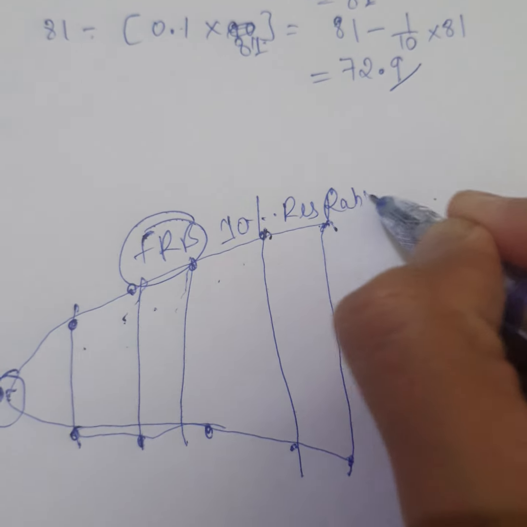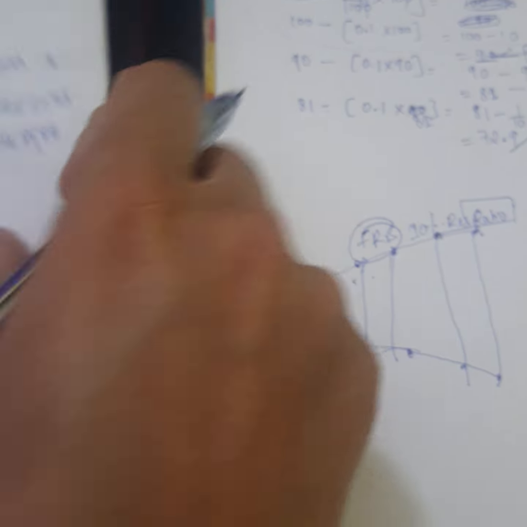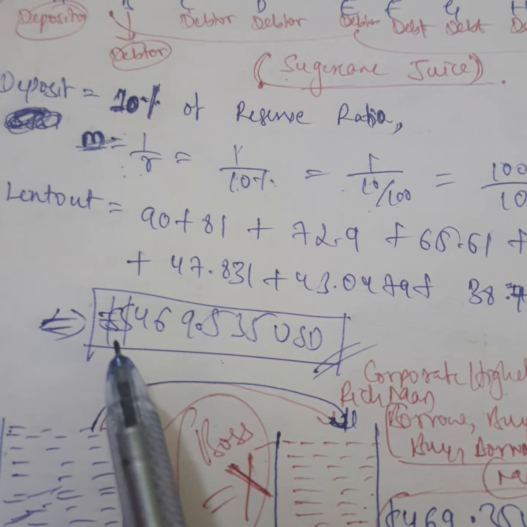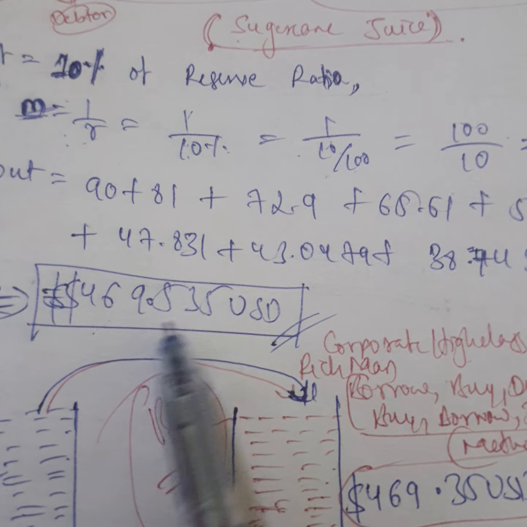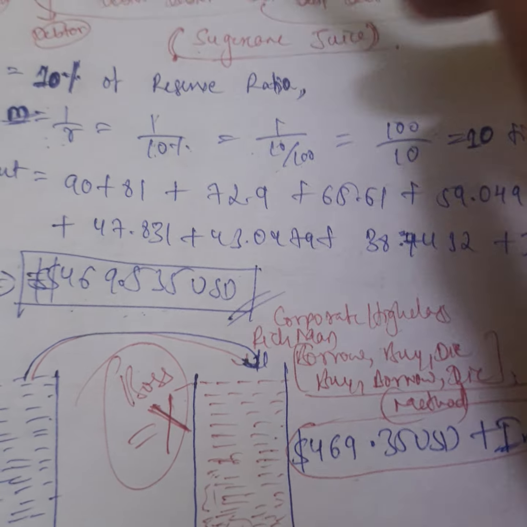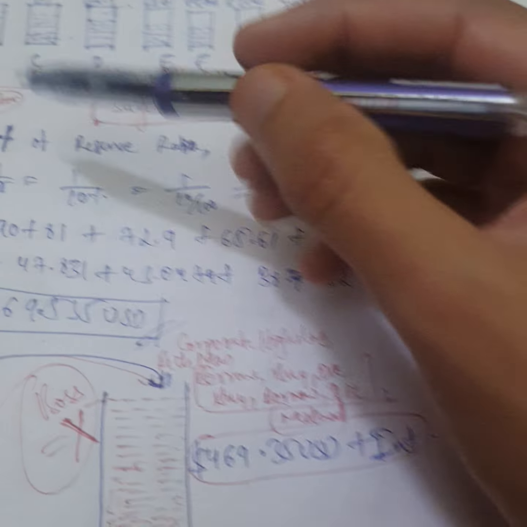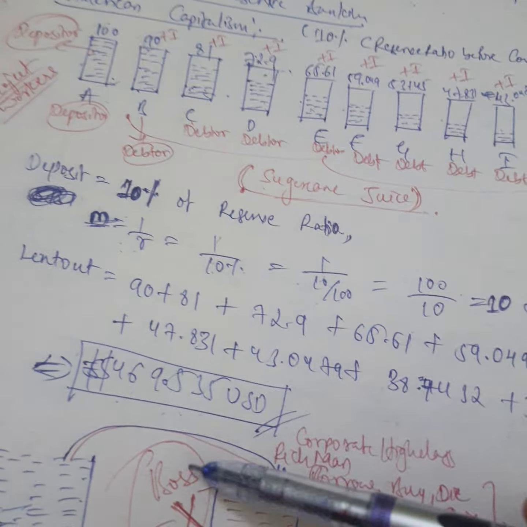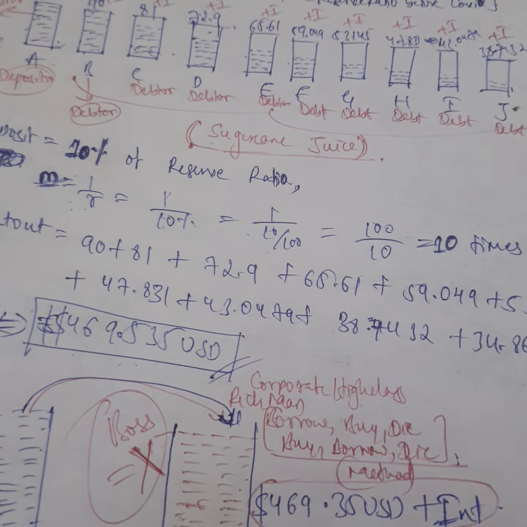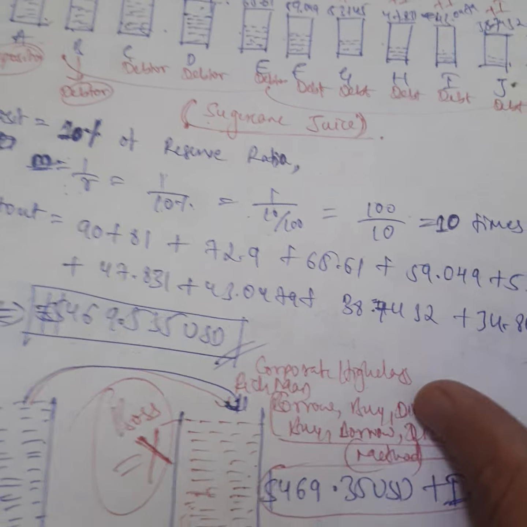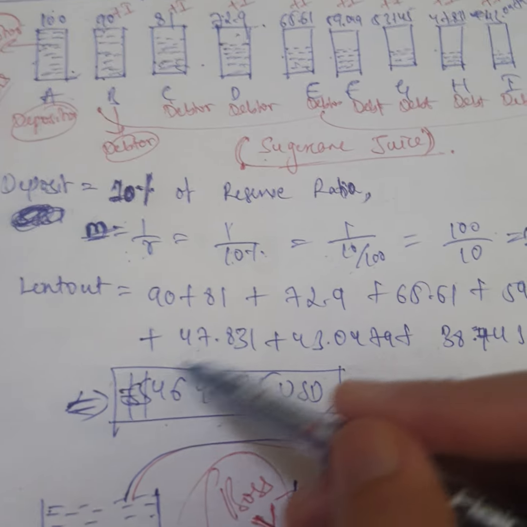Using this, if you calculate how much is lent, you will lend 469.535 USD using $100. Using $100, it can generate up to 469.535, which is lent out. This means the bank is not going to get this much money. The bank is giving loans.